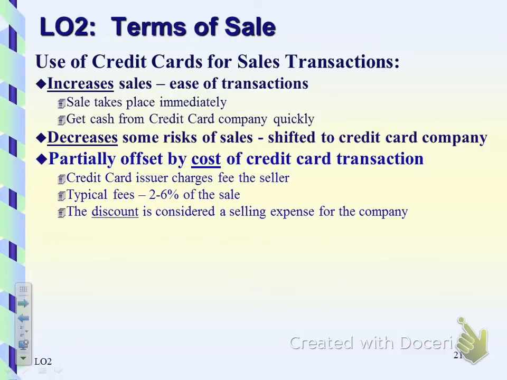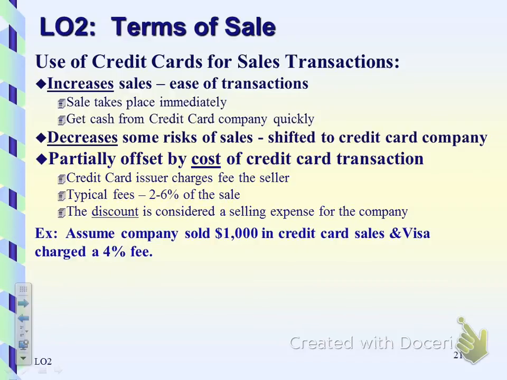So the benefits are partially offset by the cost of credit card transactions. Credit card issuers generally charge a fee to those businesses somewhere between 2 and 6% of every transaction. The discount is considered a selling expense for the company, so it's considered part of their sales expenses. And we'll do the calculations in a minute.